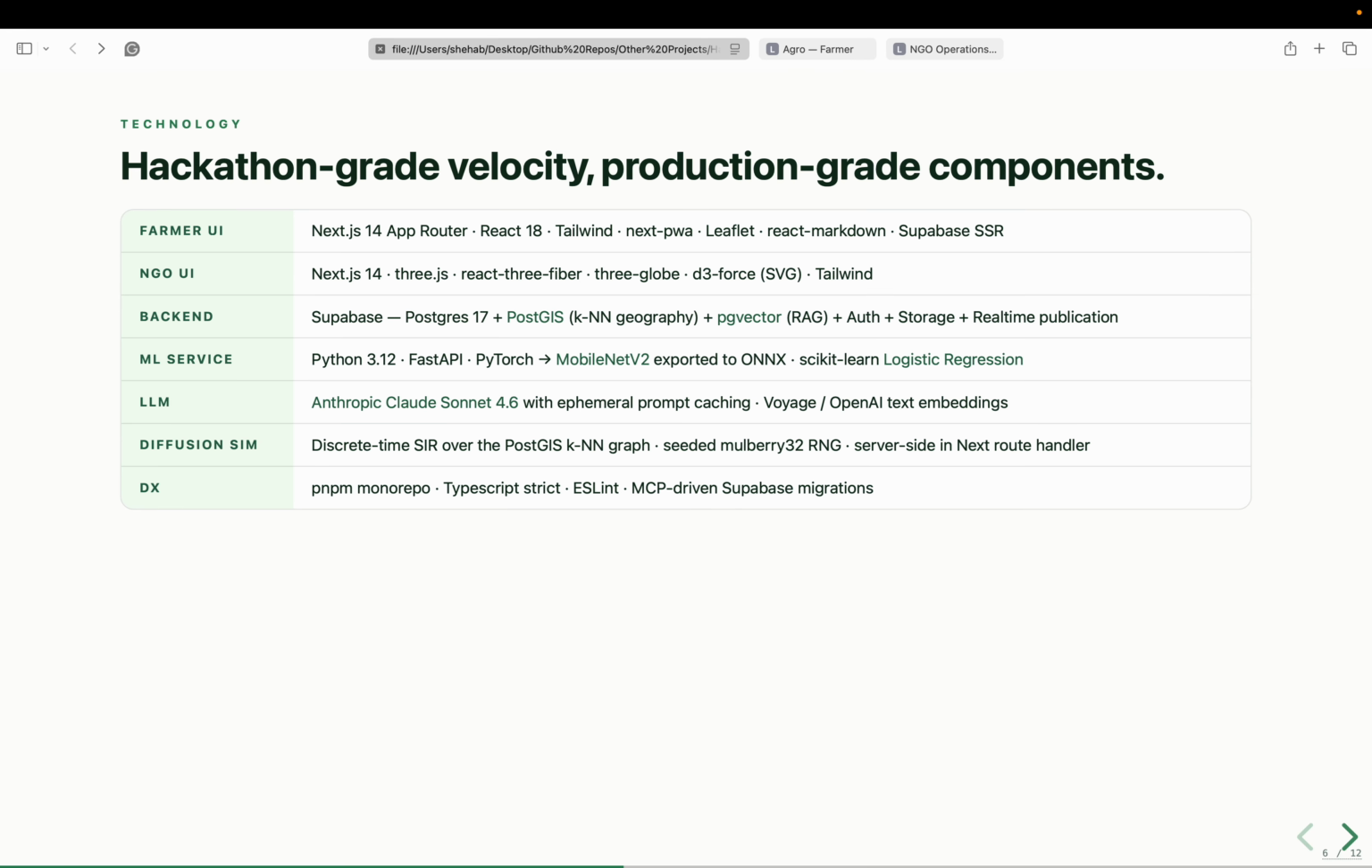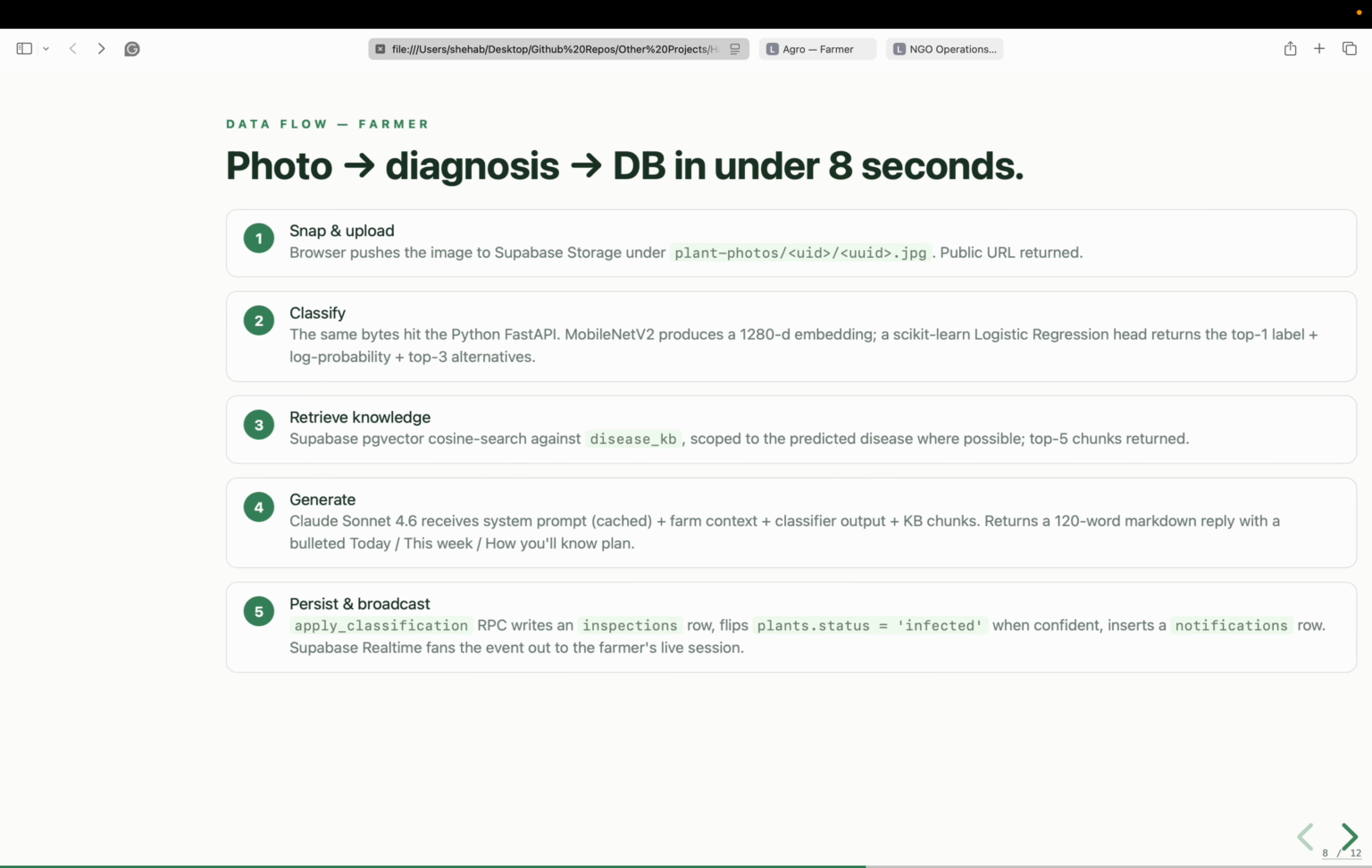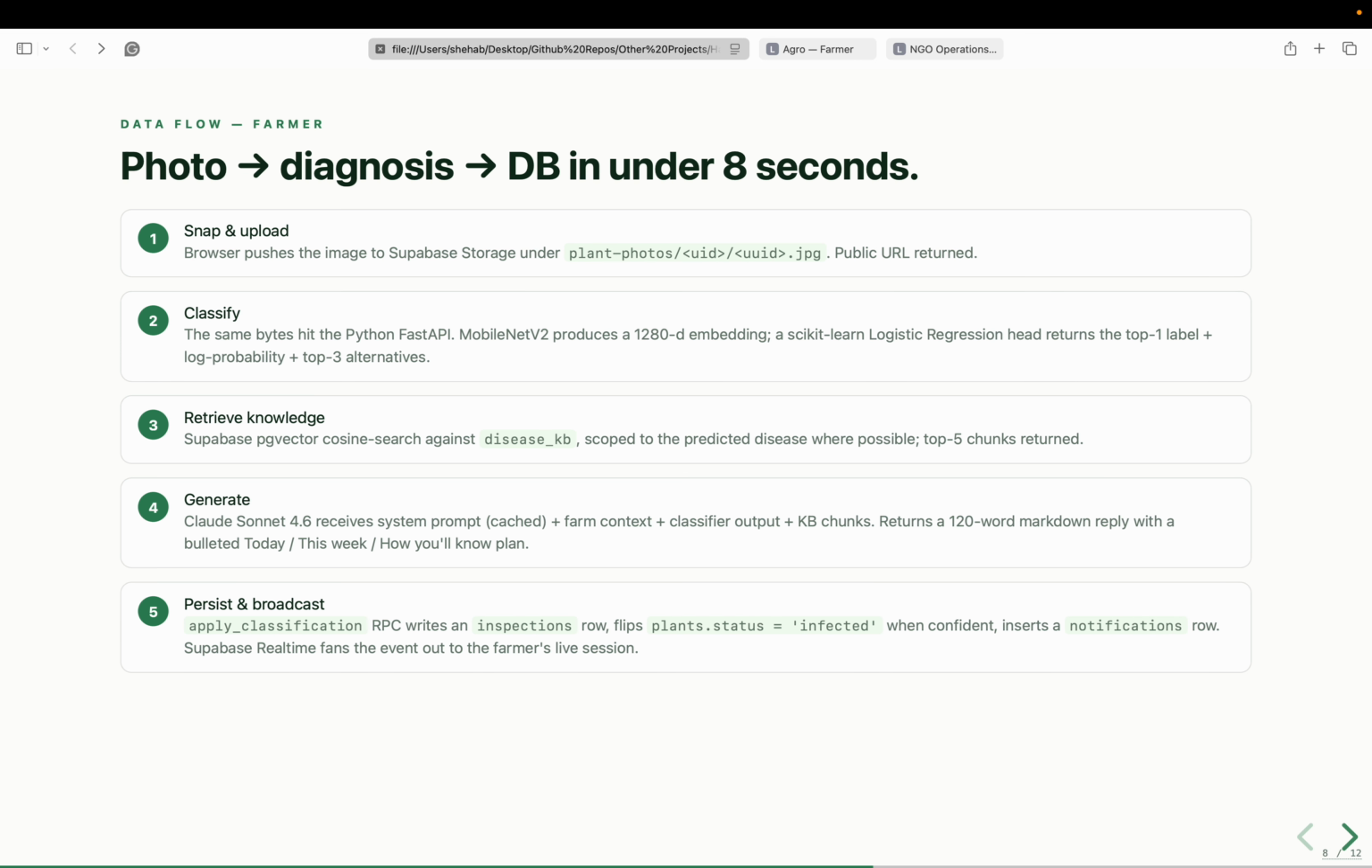So our tech stack currently is Next.js for the UIs, backend is Supabase for the database, RAG architecture, auth, and then we use FastAPI to communicate with our machine learning model that is a logistic regression model that actually gets 96% accuracy on classification.